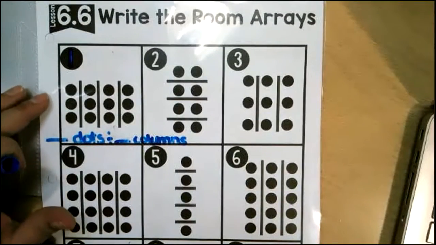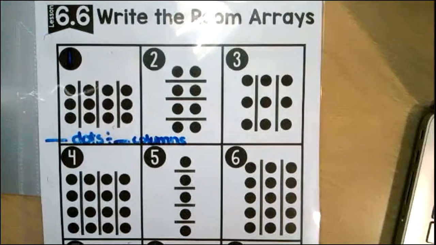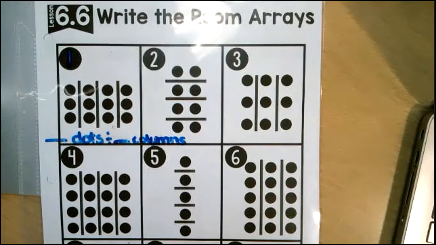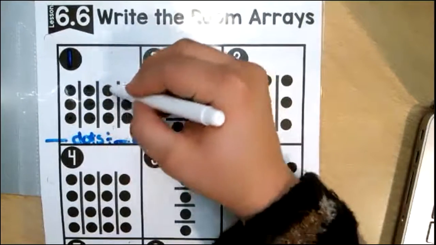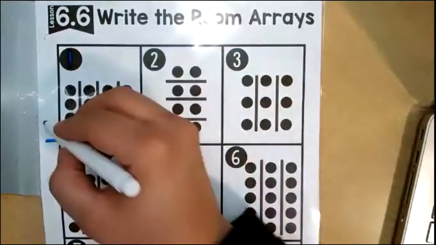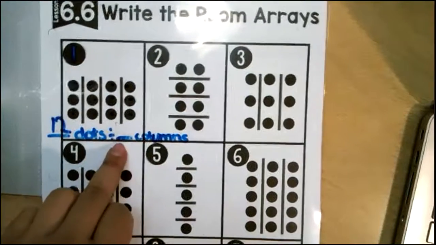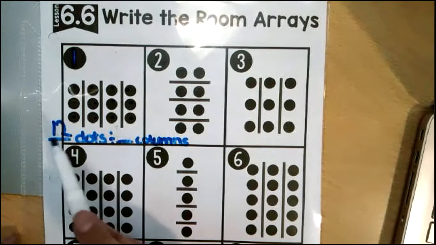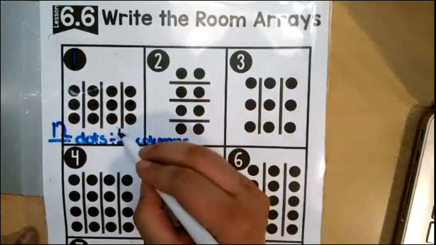So first, the first thing we need to do is find out how many dots I have in total. What is my total number of dots in this array? Right. We have 1, 2, 3, 4, 5, 6, 7, 8, 9, 10, 11, 12. So we have 12 dots divided by blank columns. How many columns do we have? Remember, columns are vertical. They go up and down. Right. We have 1, 2, 3, 4. We have 4 columns.